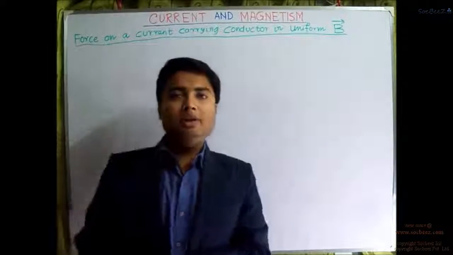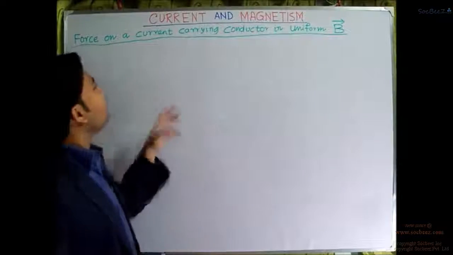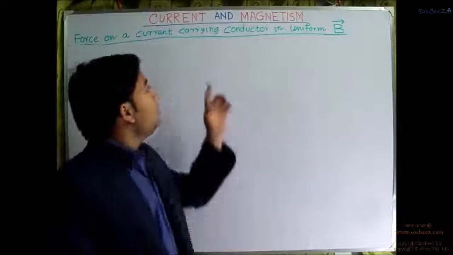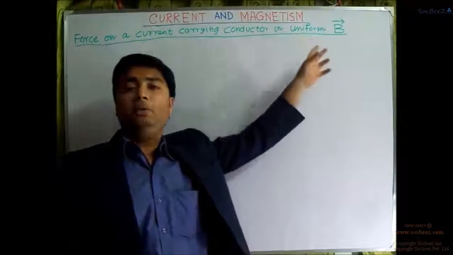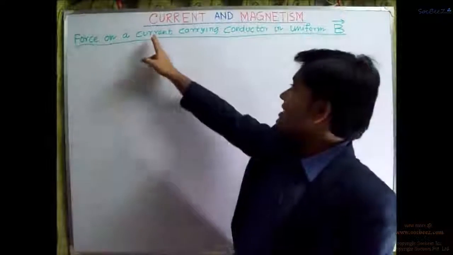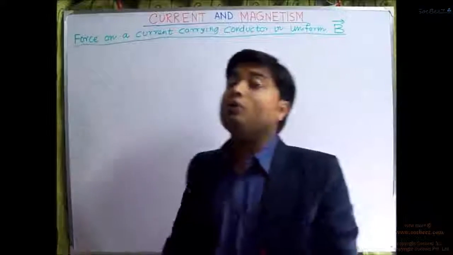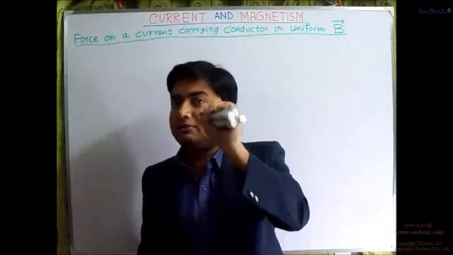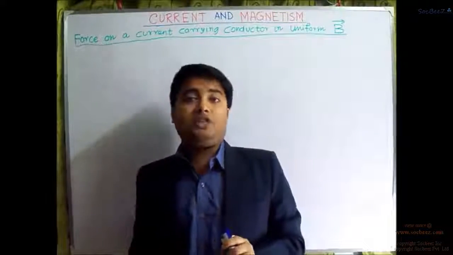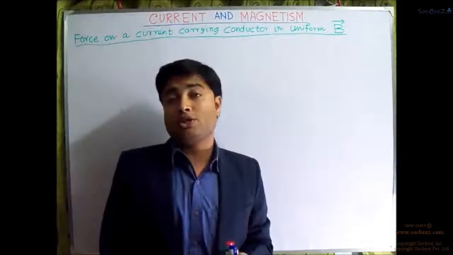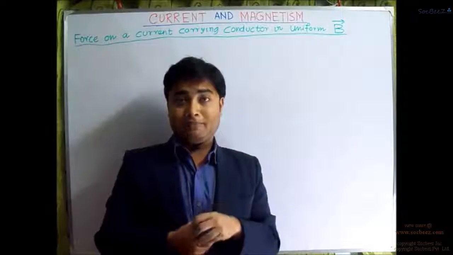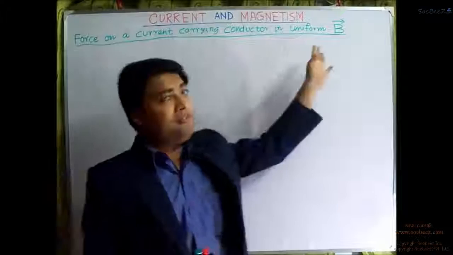Now we shall be dealing with the concept of what would be the force on a current carrying conductor placed in a uniform magnetic field. First of all, observe that this is a current carrying conductor, which means some charges will be there in the form of electrons. And as we have seen in the Lorentz magnetic force, if a charge is drifting with a velocity placed in a uniform magnetic field.